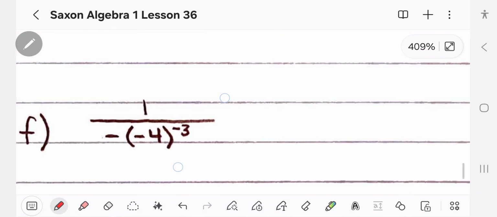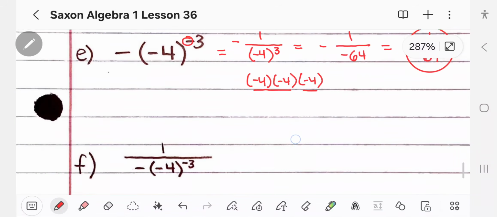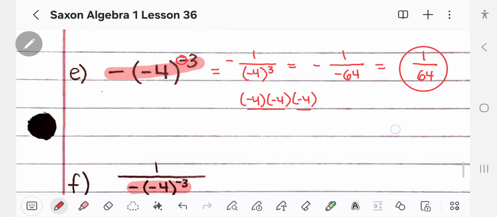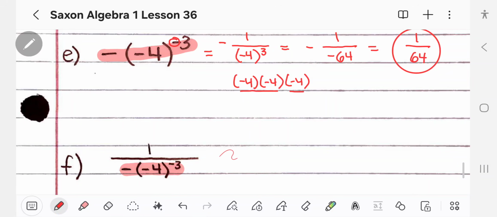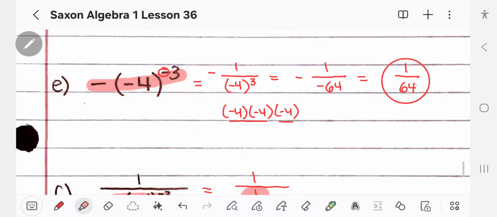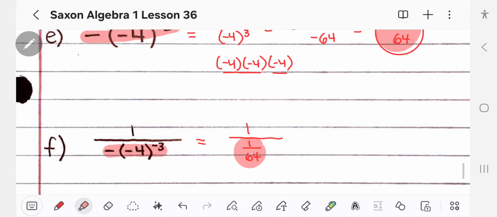Let's look at F. Ooh, lots of stuff going on. Now we just did notice this denominator. We just did that whole thing, and we found out that that answer was 1/64. So this is really just 1 over 1/64, right? Because this value is what's equal to that denominator.